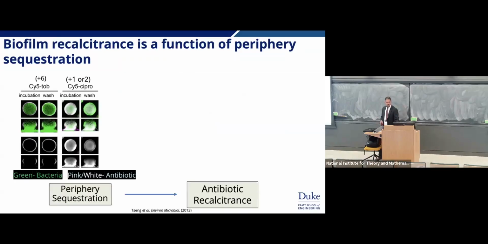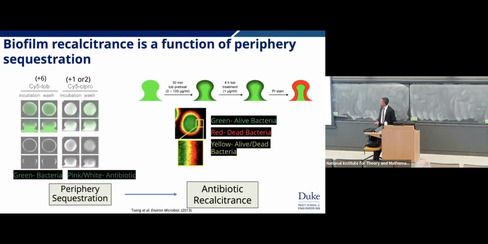Bacterial recalcitrance is theoretically a function of periphery sequestration. So this lovely experiment that I'm going to talk a lot more about was done by Zhang et al. What they did was they grew spherical biofilms, and they treated those spherical biofilms with fluorescently tagged tobramycin and ciprofloxacin. They also tracked cell death, and they said, okay, who's alive and who's dead within this species? So they were tracking this over time, and they were also tracking who was dying and who was living.